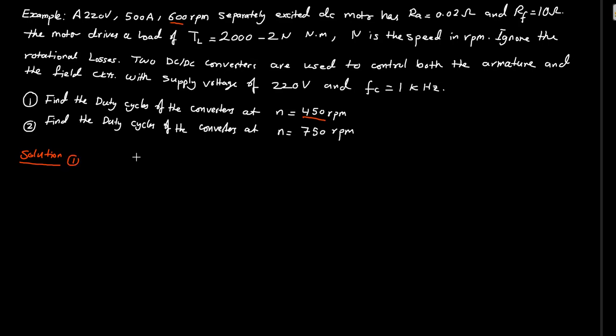For the first part, if we calculate TL at n equal 450, TL is given here, so this will equal 2000 minus 2 multiplied by 450. If we do the math, this will equal 1100 Newton meter.